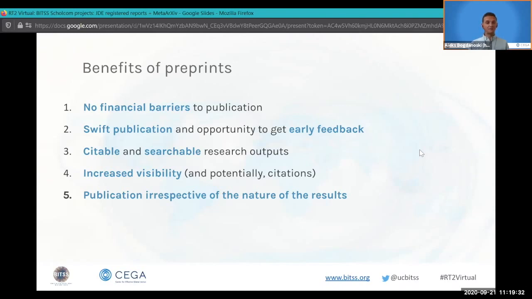Preprints are also citable and searchable. Most of the preprint services issue DOIs, or digital object identifiers, which provide a permanent or stable way to locate your work. Posting your work early helps increase its visibility and potentially grant you more citations. So post early and post often. And then finally, preprints provide an opportunity to publish your work irrespective of the nature of the results.